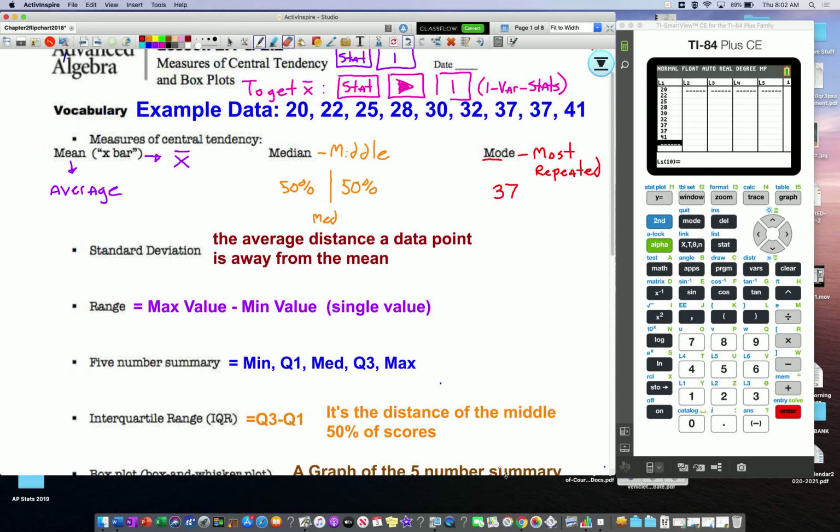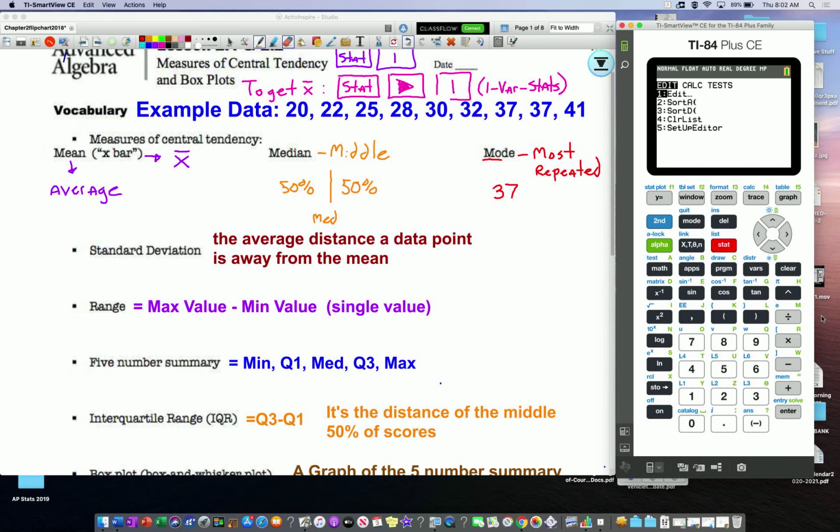Now, if I want to find these values right here, there are two ways I can do it. For the mean, I could add them up in my calculator and divide by the number of terms. That's not terrible for this set of data, but when we have 30, 40, 50 data points, that takes a lot of work. So we're going to show you on your calculator how you get it. To get X bar, you hit stat, the right arrow, and number 1. So I'm going to show you how we do that.